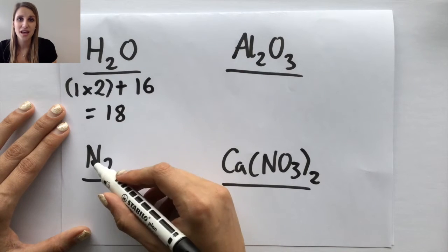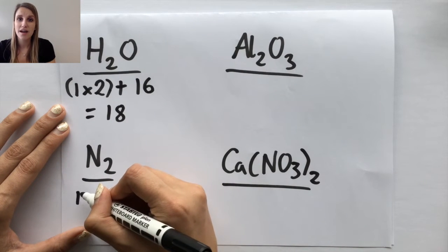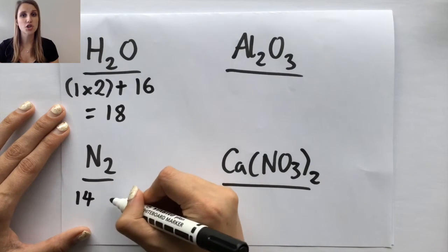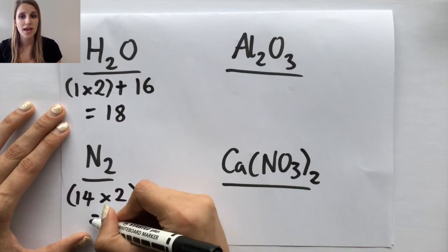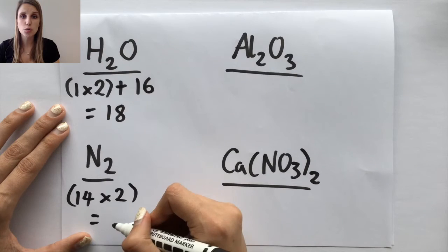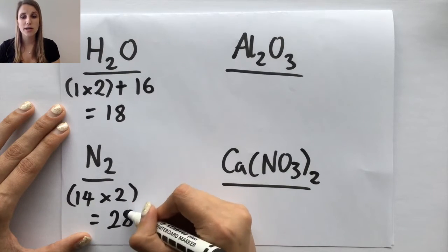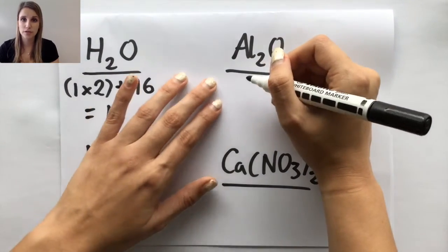All done. So nitrogen is the next one. Nitrogen has got a relative atomic mass of 14. You'll find that on the periodic table. In its molecule, I've got 2 atoms of nitrogen, so I need to times that by 2, giving me 28 as the total.